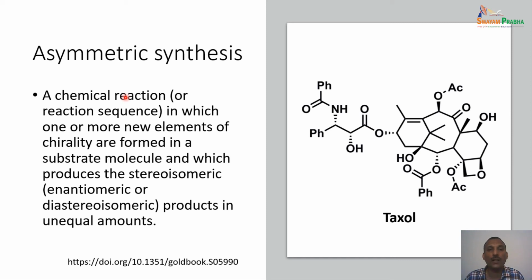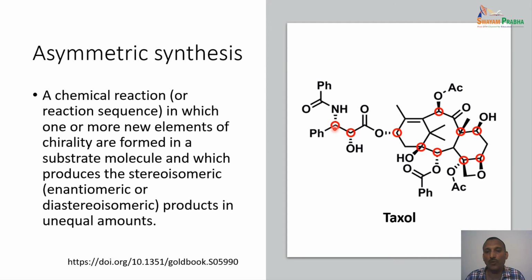And if it is an asymmetric total synthesis, our end product has to be a naturally occurring compound. That is the only difference. Asymmetric synthesis means any single step can give one of the stereoisomers in large quantities. If it is a total asymmetric synthesis, the total means basically it is a complex molecule.